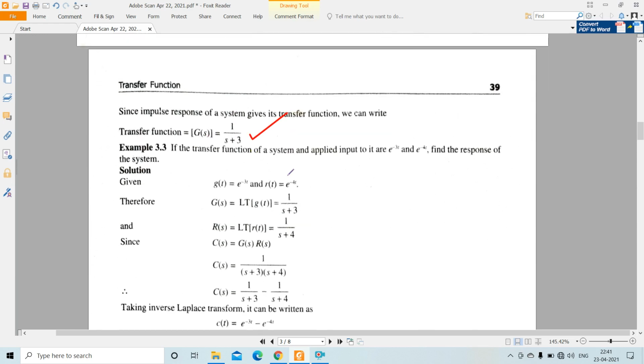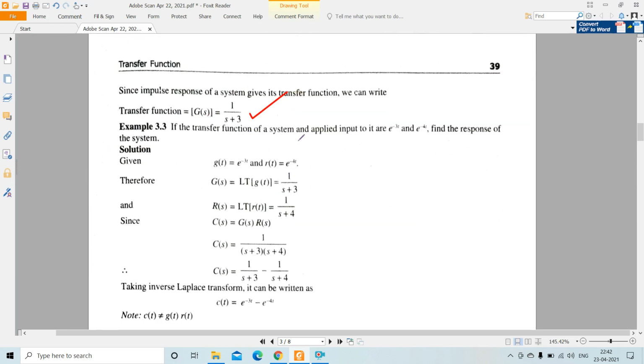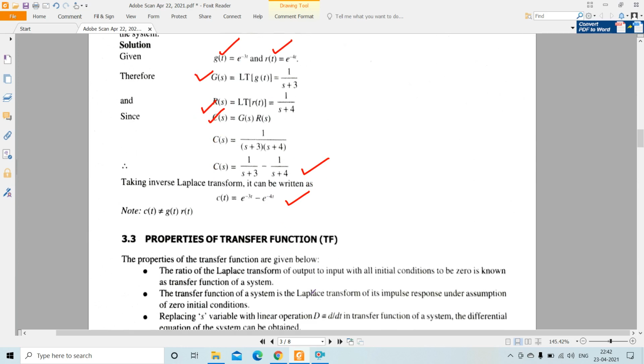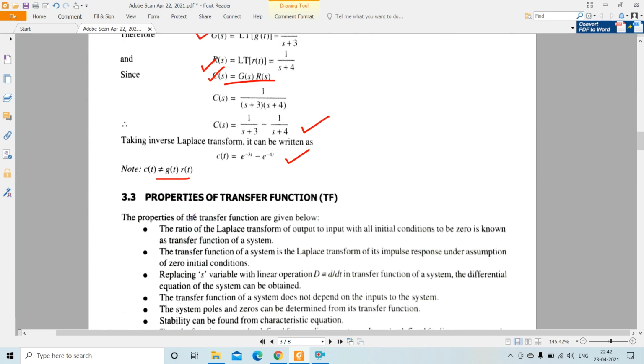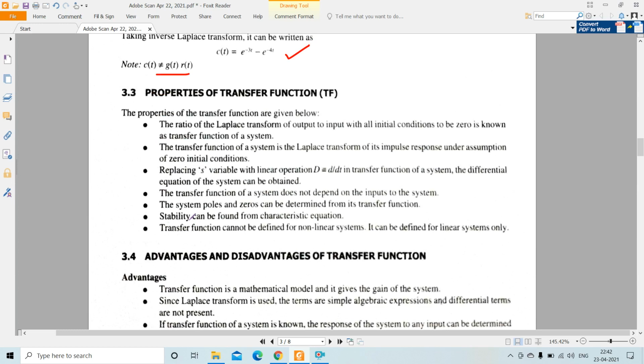Simple. In the next problem, the transfer function is given and the input is given. This is g of t, and input means r of t. So we can find G(s), we can find R(s), and easily we can find the response, that is C(s) is equal to G(s) into R(s). This is the C(s) expression. If we take the inverse Laplace transform, we can find c(t) equal to this much. One note point: C(s) is equal to G(s) into R(s), but c(t) is not equal to g(t) into r(t).